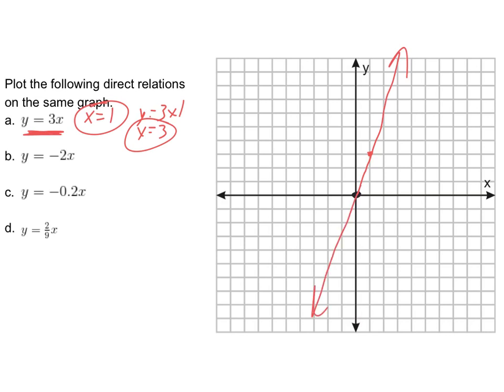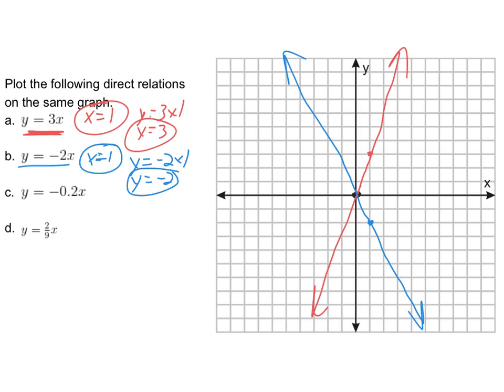Now my second equation, I'm going to do the same thing. I pick a value for x. It's easiest just to pick 1, and I plug that in, so y is equal to negative 2 times 1. So y is negative 2. So again, I've got the point (1, -2), which is right down here. And again, connect that with the origin. So my graph is going to look something like this.